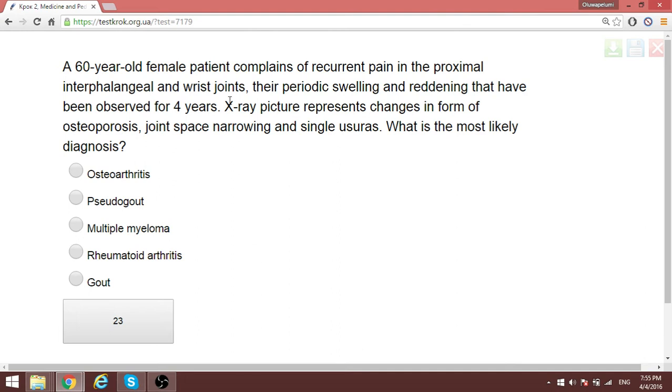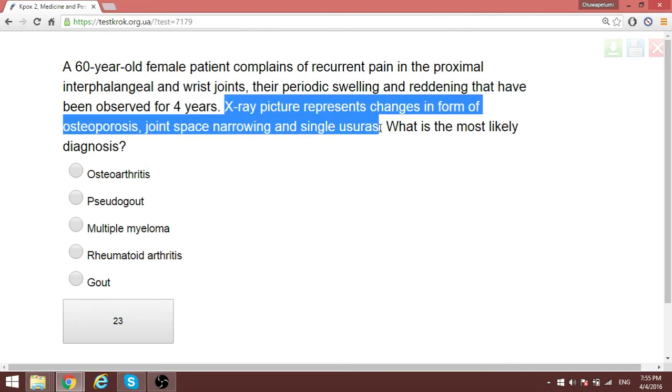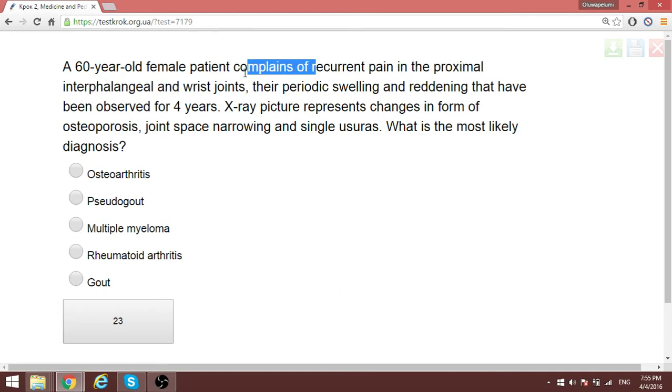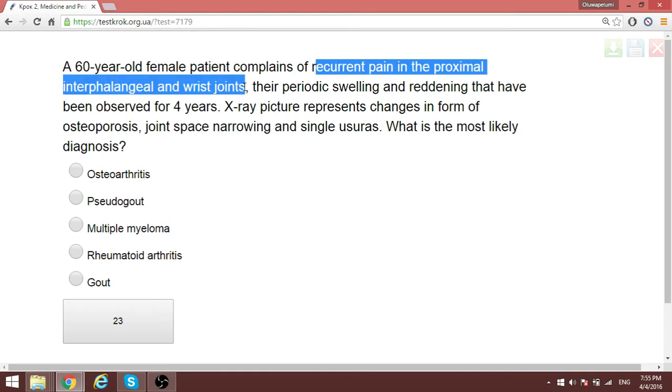You can see the X-ray signs typical for rheumatologic disease, especially rheumatoid arthritis. But the most important thing pointing here is the recurrent pain in the proximal interphalangeal and wrist joints. Rheumatoid arthritis will show us pain or signs of inflammation in the proximal interphalangeal joints. If it is the distal interphalangeal joints, you can think of osteoarthritis. So in this particular patient, it's rheumatoid arthritis.